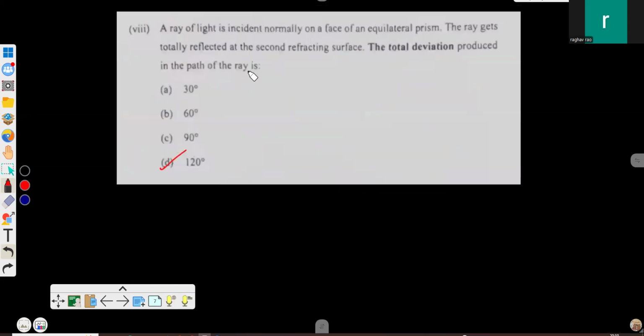A ray of light is incident normally on a face of an equilateral prism. This is an equilateral prism, and this is how the ray goes, a 60-degree angle and a 60-degree angle. So the total deviation would be 120 degrees.